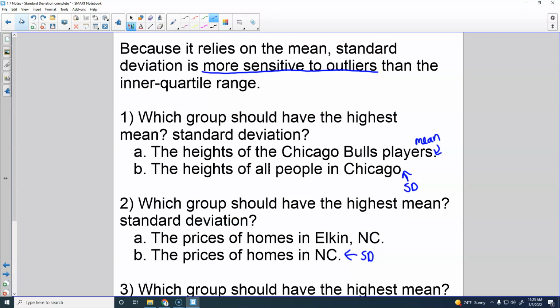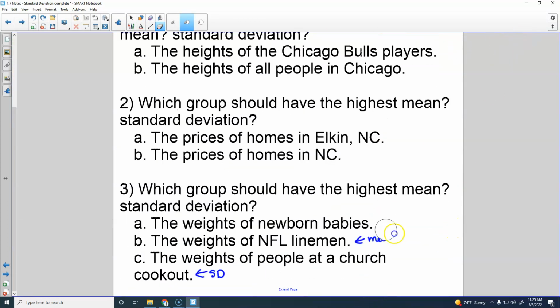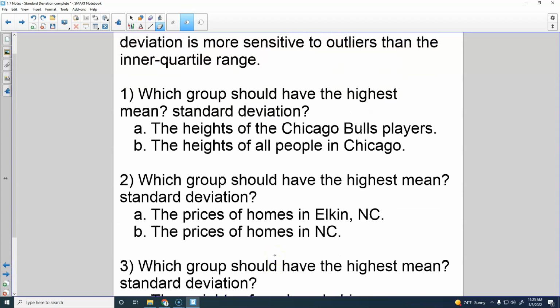So let's look at these. Let me erase this. Okay. So which group would have the highest mean and the highest standard deviation? If we looked at the heights of the Chicago Bulls players and the heights of all people in Chicago, which group is going to have the highest average height?